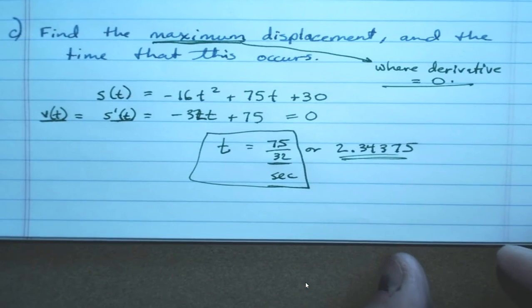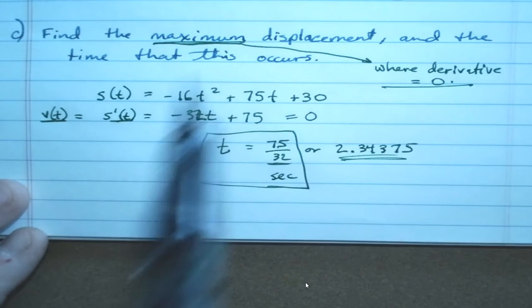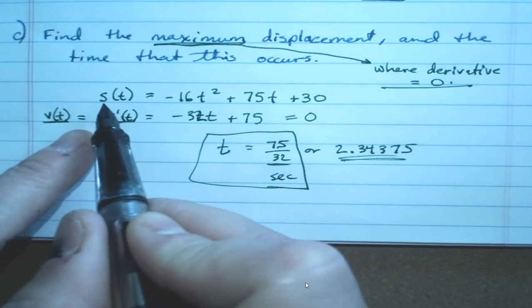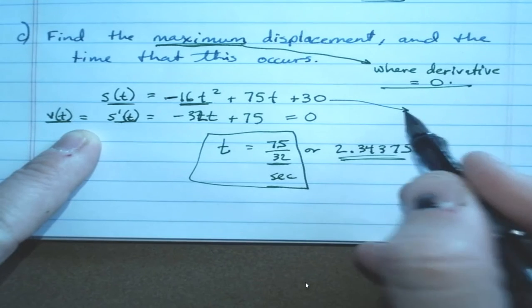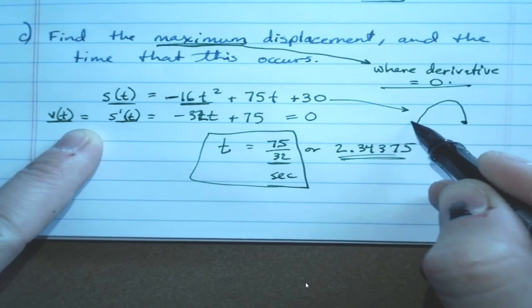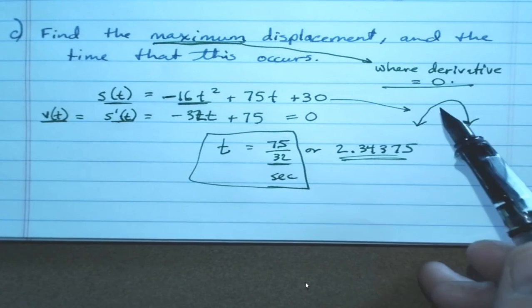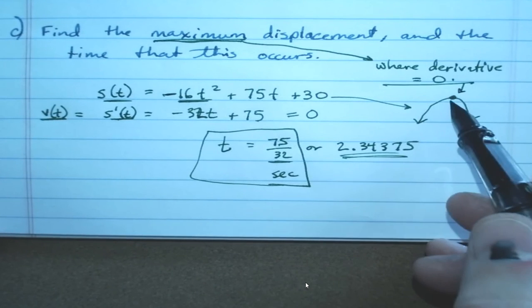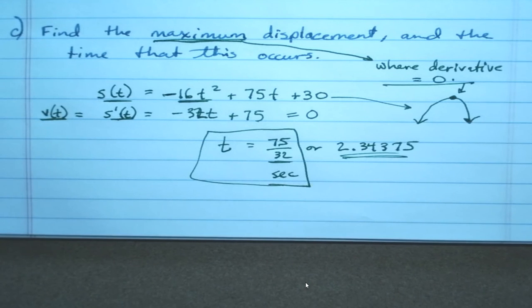Now, they ask for two things: the maximum displacement and the time that this occurs. I'm skipping a step; I've kind of done this in my head. S of t has a negative leading coefficient, so I know that this graph is shaped like that. I'm skipping where I prove that this is a maximum because I know this is a downward facing parabola, and that one magic point where the derivative is equal to 0 is in fact the maximum. I've skipped proving that because I know it to be true already.